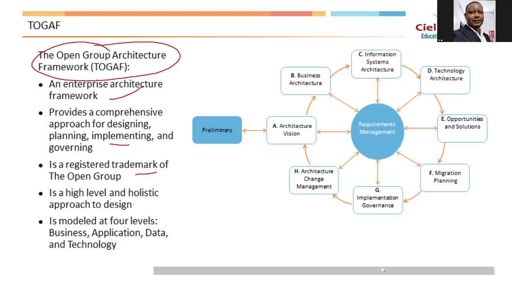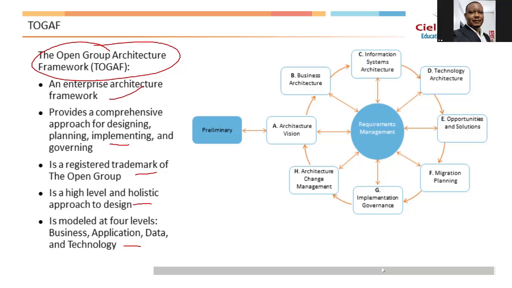It's also a high-level and holistic approach to design, and is modeled at 4 levels: business, application, data, as well as technology. TOGAF is arguably one of the most widely used enterprise architecture frameworks. It more or less gives us a structured approach for designing, planning, implementing, as well as governing enterprise architecture. So some of the key points about TOGAF are basically that it is a framework that can be used by the organization for designing and managing their enterprise architecture.